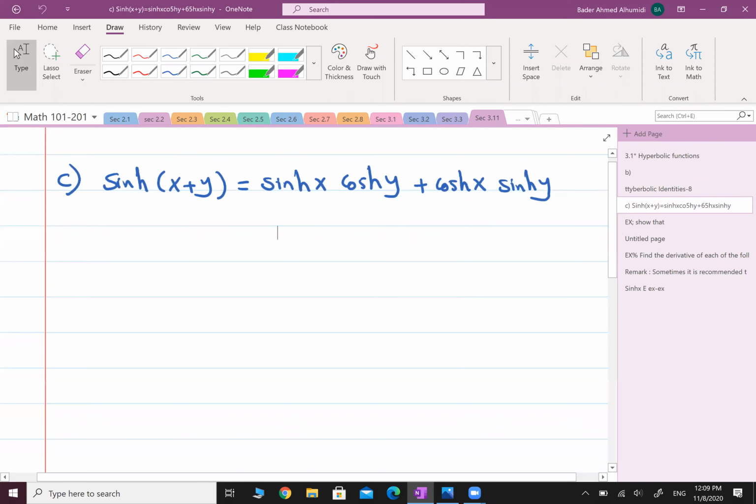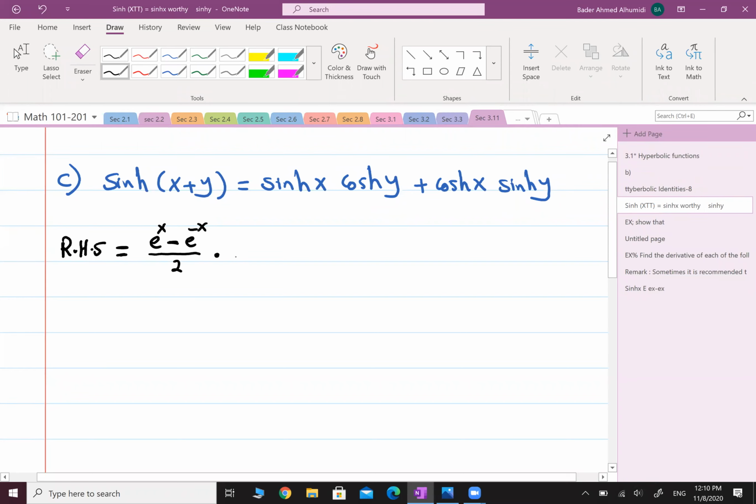Now we have another identity, which is the sum of two numbers, x plus y, and we are trying to find hyperbolic sine of x plus y. Of course, as we said, we always start with the more complicated side and try to simplify. So in my opinion here, I will start with the right-hand side. It is more complicated for me. I can do some calculations there. What is hyperbolic sine of x? It is e to the power x minus e to the power minus x divided by 2.